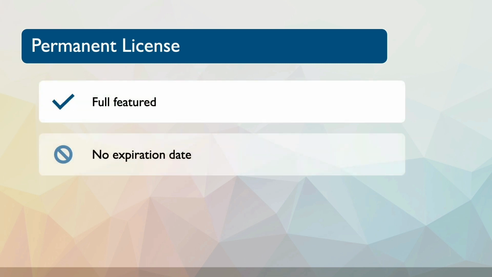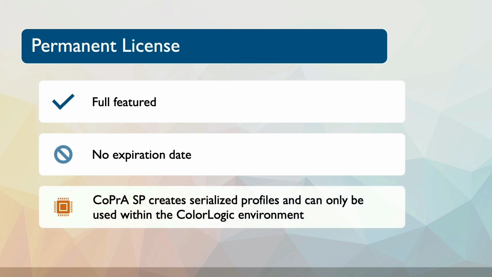Permanent licenses are full-featured with no restrictions and no expiration date. CoPrA creates unencrypted profiles that work in any ICC-compatible environment. The only restriction is the CoPrA SP license. The profiles are encrypted and must be used within the ColorLogic environment.